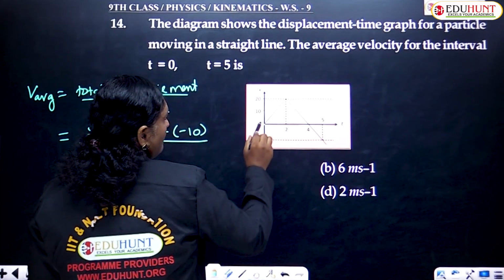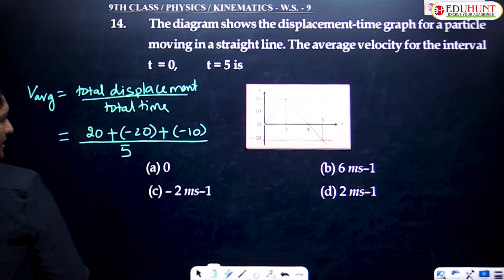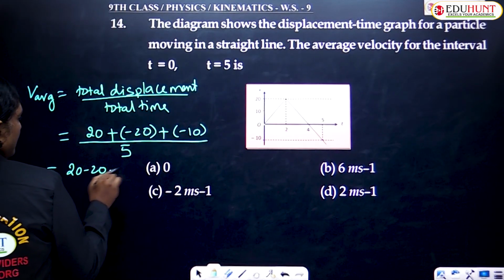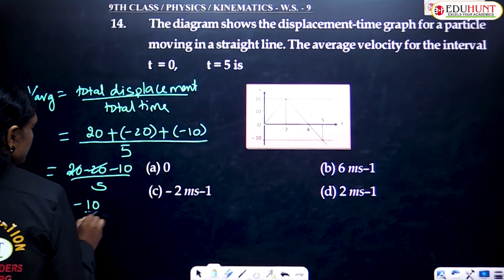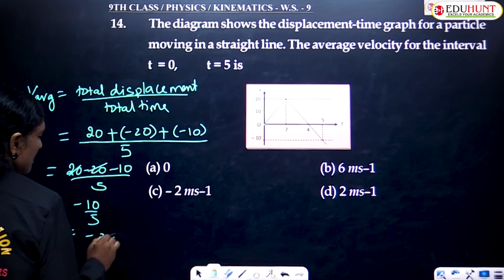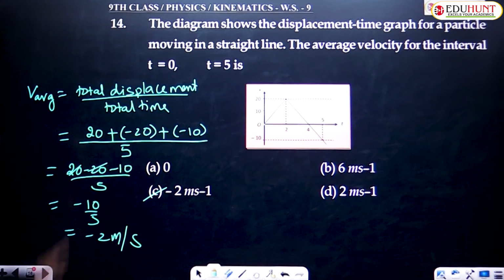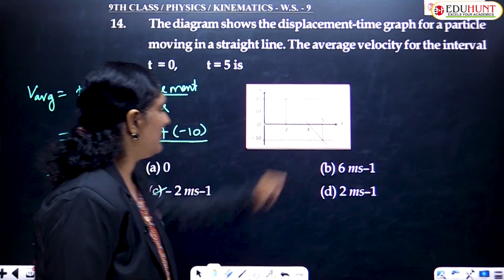What is the time taken? 0 to 2, 2 to 4, 4 to 5. Totally 5 seconds. So the answer is 20 minus 20 minus 10 by 5. So it's nothing but minus 10 by 5. Hence your answer is minus 2 meter per second. Option C. Okay, clear? Total displacement by total time. Positive slope, negative slope and again negative slope.